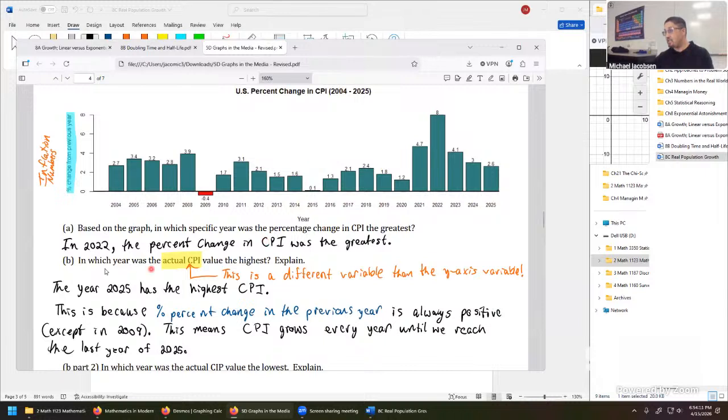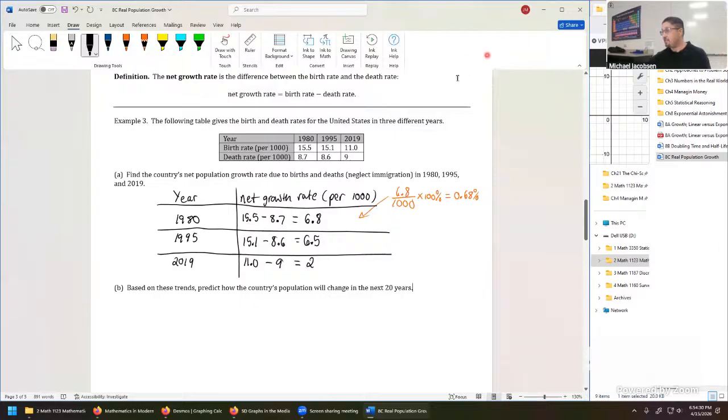We made statements along the lines of, in which year was the CPI value the highest? We said 2025 had the highest CPI value because the growth rates were all positive as percentages, which meant CPI just kept going up and up and up. It's the same kind of story here. In terms of these net growth rates, if we're thinking 1980 to 1995 to 2019, the highest population is in 2019. Because the growth rates are all positive, it keeps on going up and up and up.